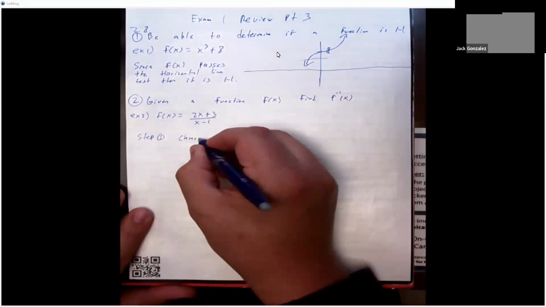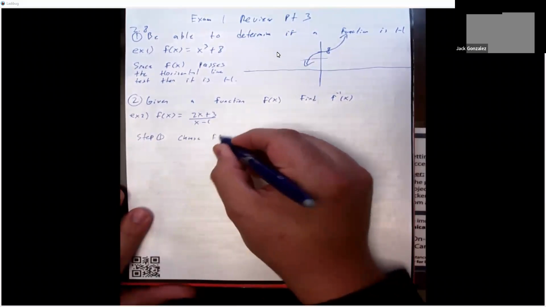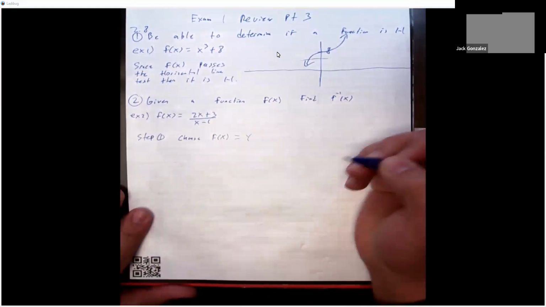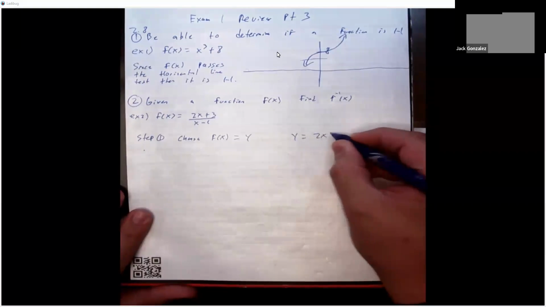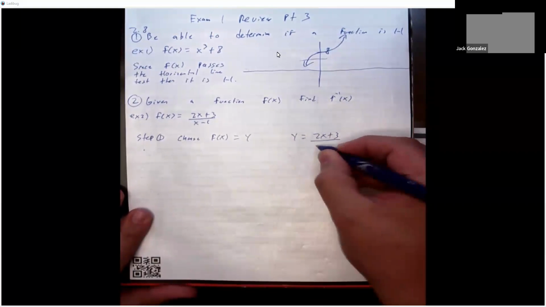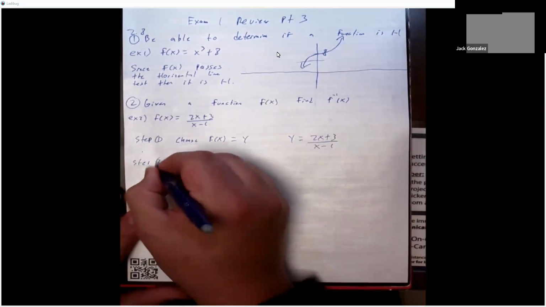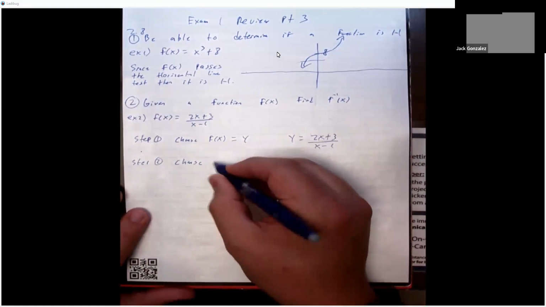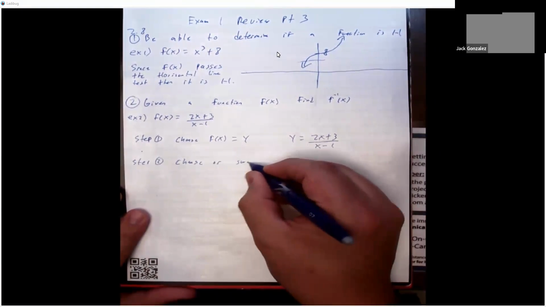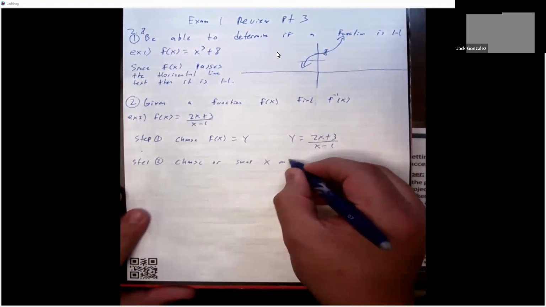Y equals. Yeah, we have to change the f to y. So that'll give us y equals 2x plus 3 over x minus 2. Step 2. Yeah, swap x and y. So we get this.